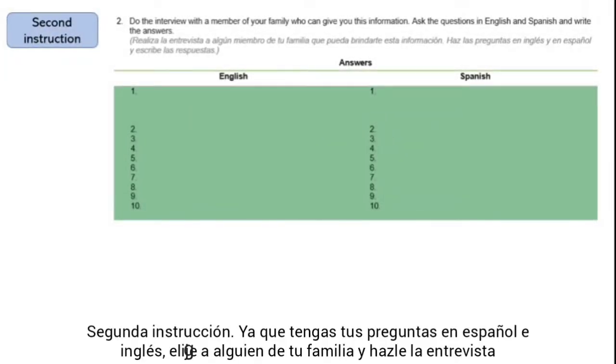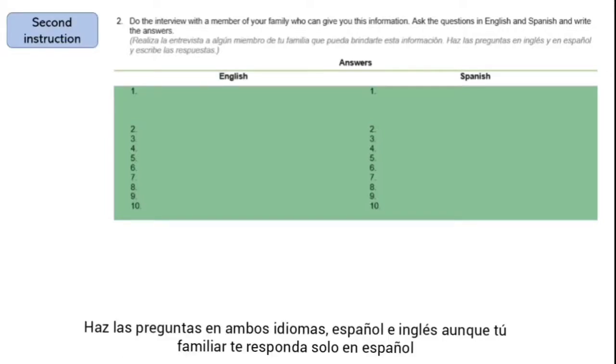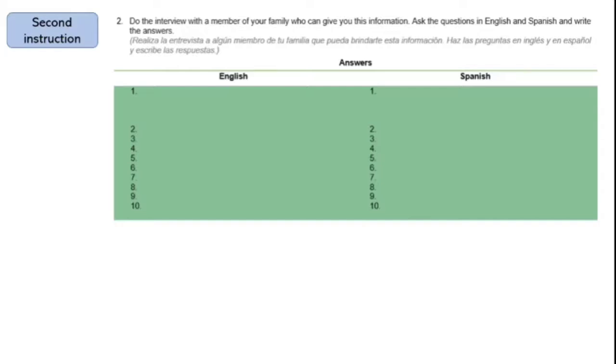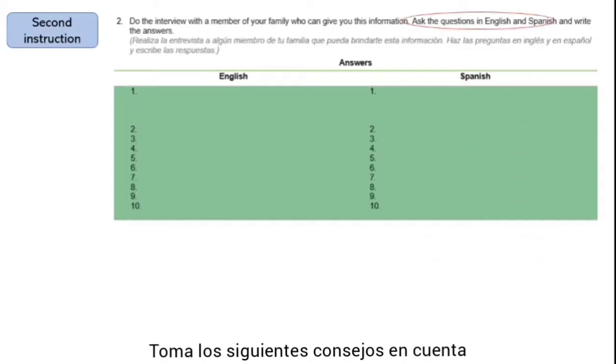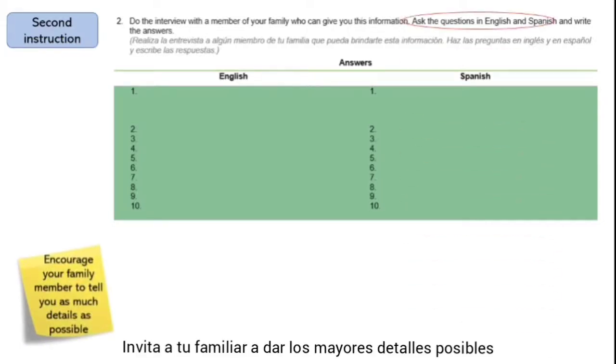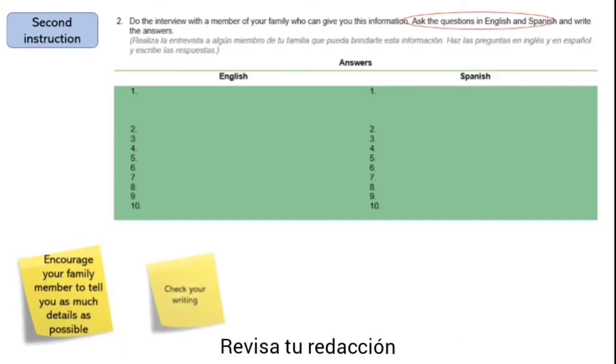Second instruction. Once you have your 10 questions in English and Spanish, choose someone in your family and interview them. Ask the questions in both languages, English and Spanish, although your family member answers only in Spanish. Take the following advice into account. Encourage your family member to tell you as many details as possible.